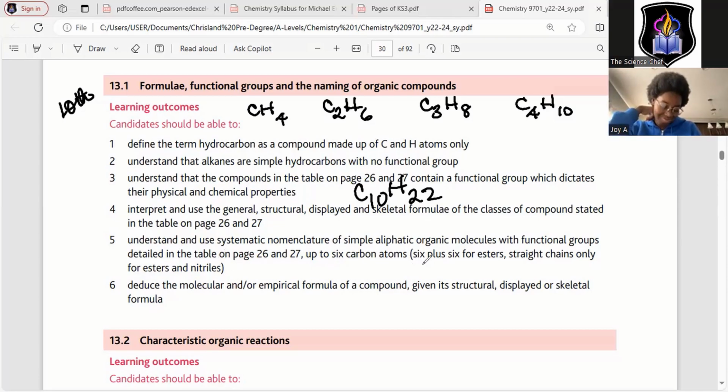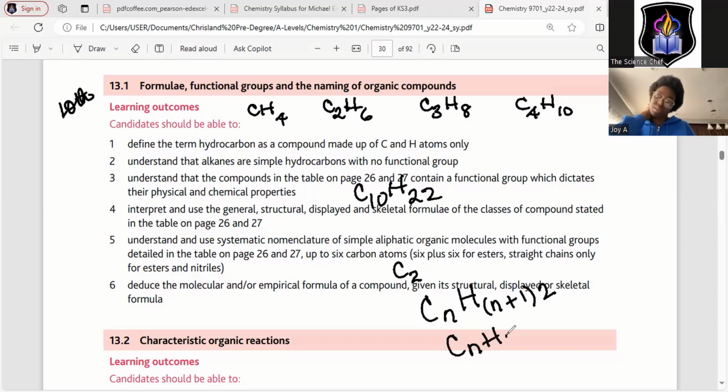So we can see it's 1, then you go to 2, like the next number. If C is n, then H would be what? 1 times 2, like n plus 1 in brackets, times 2. So that gives us what? CnH2n plus 2, right?